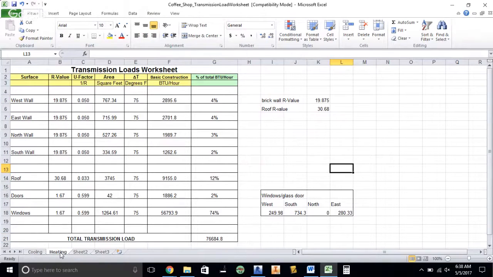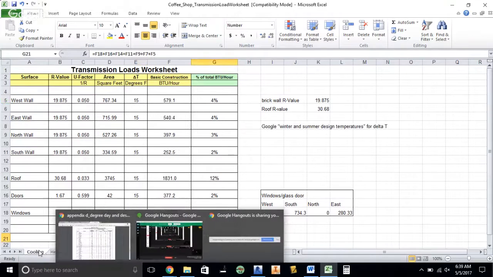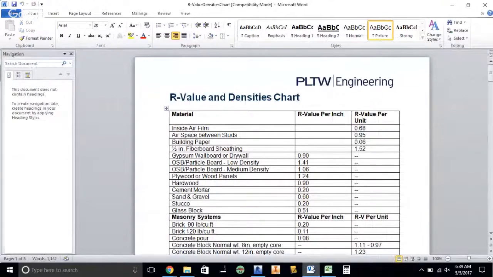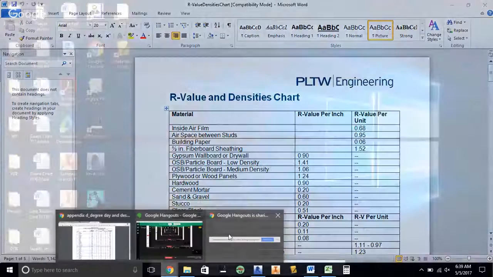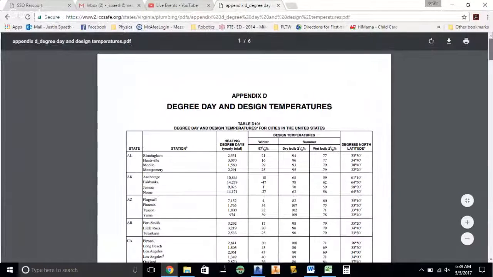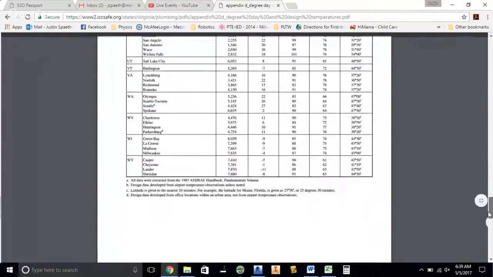I live in Wisconsin, and so our design temperature here was -4 degrees. So we'll show you where we get that shortly. First, let's talk about that design temperature. It is found simply if you Google winter and summer design temperatures. You will find this table, Appendix D, degree day and design temperatures, International Building Code.